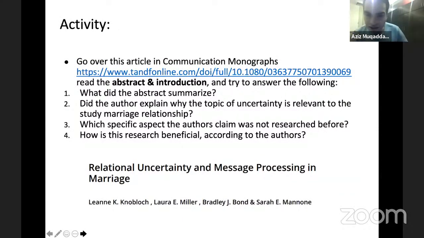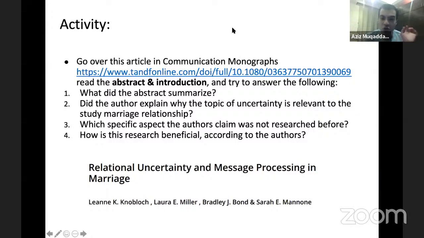And so lastly, I'm going to have an activity. So this is an article. Actually, one of the co-authors is Professor Bradley Bond, a colleague who is here at the University of San Diego. This article has been published in a journal called Communication Monographs. I'll ask you to go to the link. By the way, the slides are uploaded to Blackboard, so you can access the link from there. Or I will just paste the link in the chat in a minute.